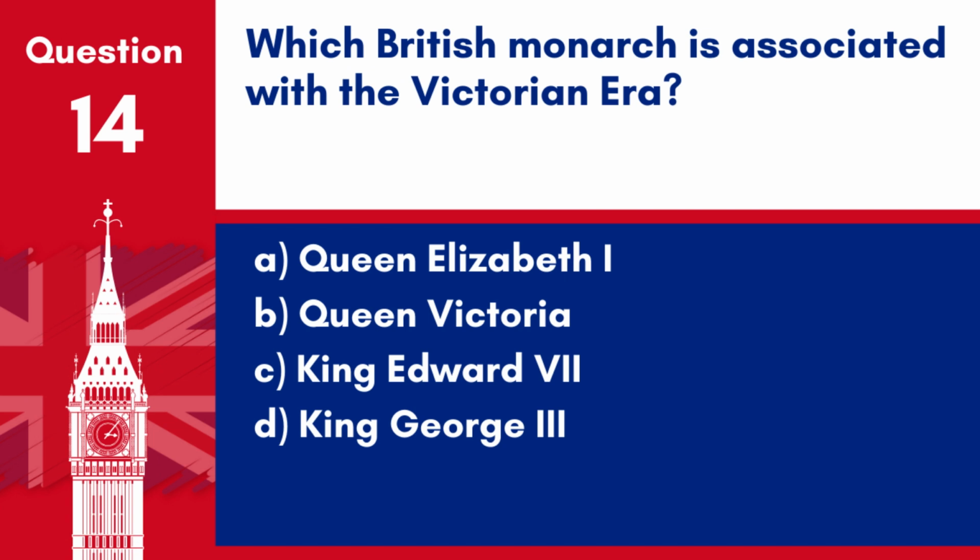A. Queen Elizabeth I. B. Queen Victoria. C. King Edward VII. D. King George III. Answer B. Queen Victoria. The Victorian era is named after Queen Victoria, who reigned from 1837 to 1901.